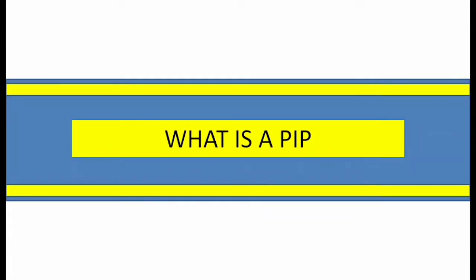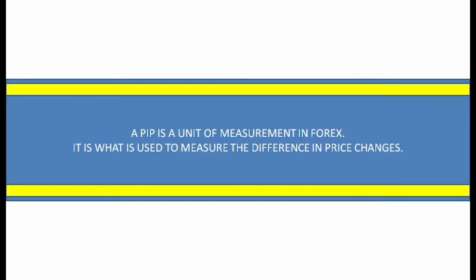In this video, we'll be talking about pips. So what is a pip? A pip is a unit of measurement in Forex. It is what is used to measure the difference in price changes. A pip is like a ruler that we use to measure price.